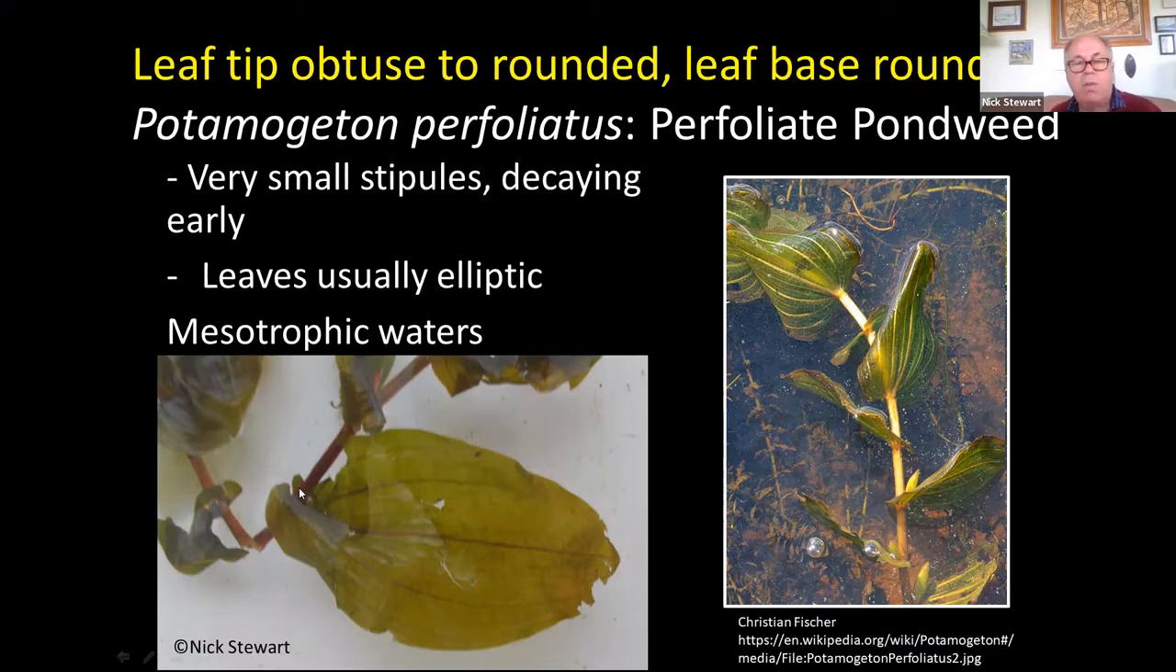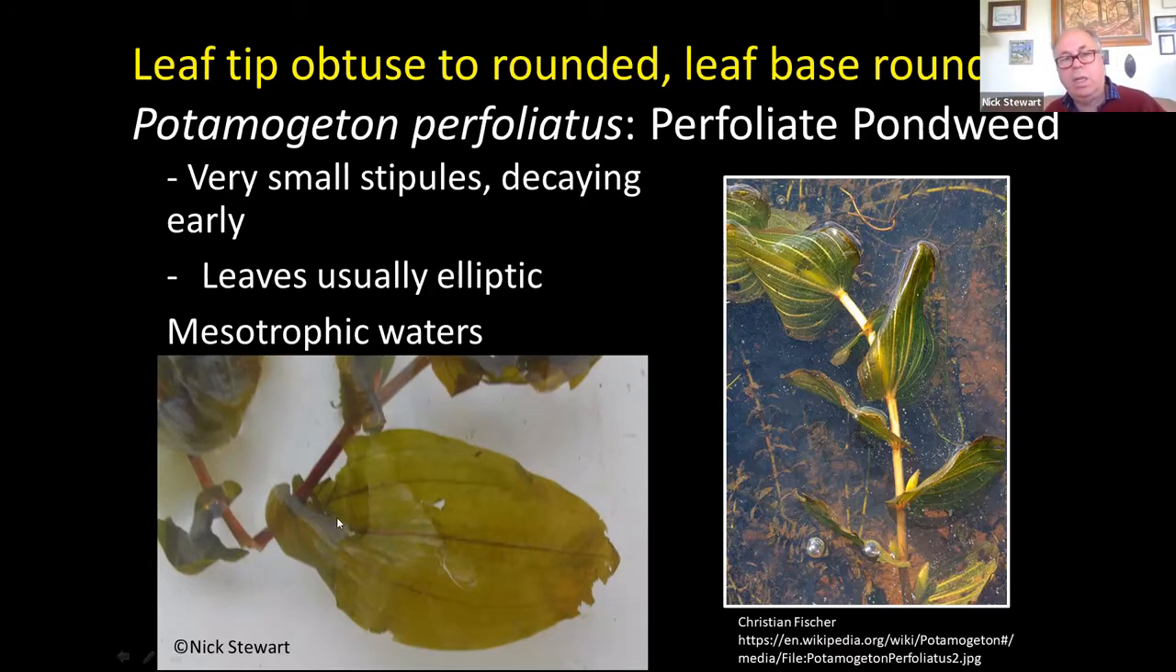Stipules are quite a useful character in the broad-leaved pondweeds. I've mentioned them several times already, and they're a very useful character for separating or additional characters. So in Potamogeton perfoliatus, the stipules are very small and they decay very early. To actually find the stipules on perfoliatus, you would have to get right at the tip with the very youngest leaves and look in amongst them, and they're just about a few millimeters long and rather pale and weak, and they disappear very quickly.